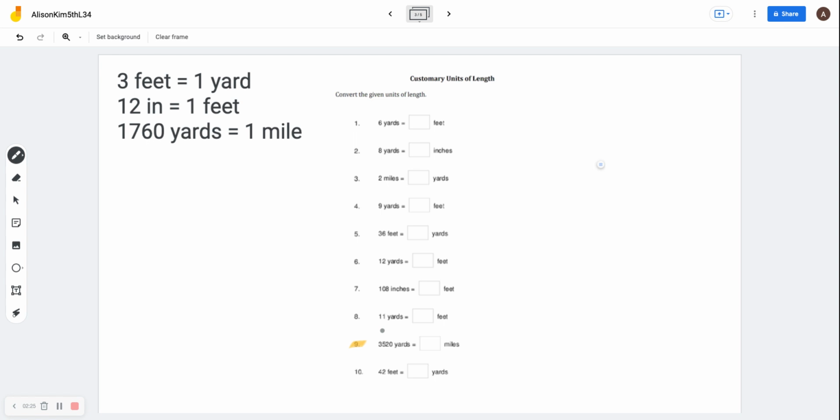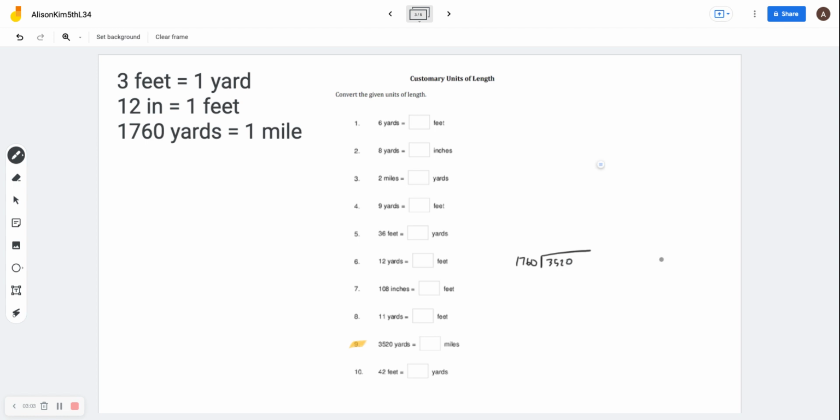Now, a lot of people get confused on when to divide or multiply. You only divide when the unit that you're trying to convert to is bigger, and you multiply when the unit that you're trying to convert to is smaller. In this case, miles is bigger than yards, so we're going to be dividing 1760 into 3,520.